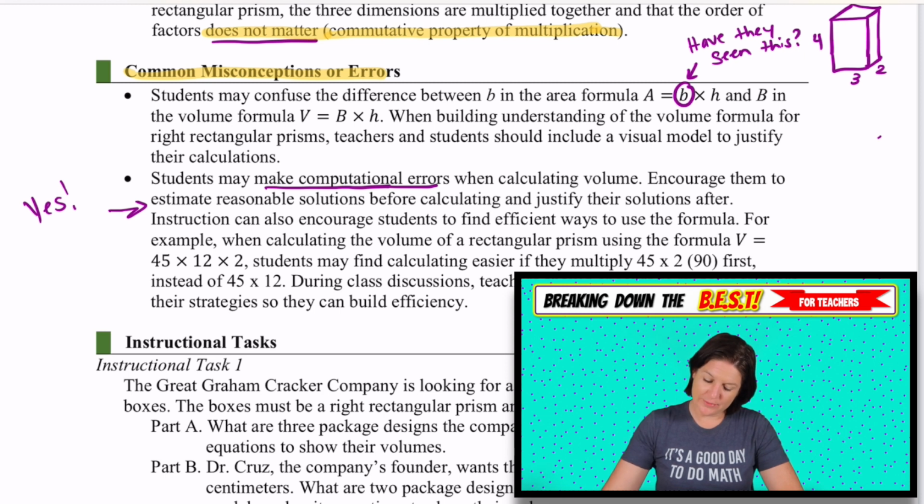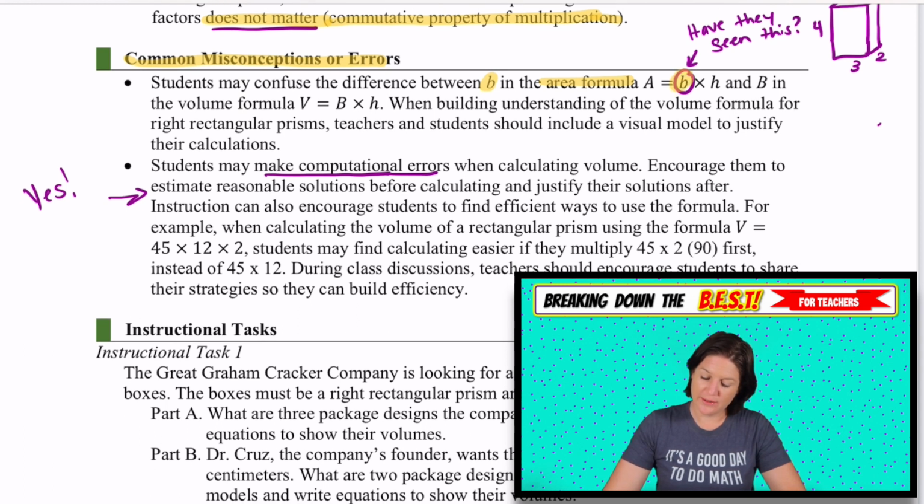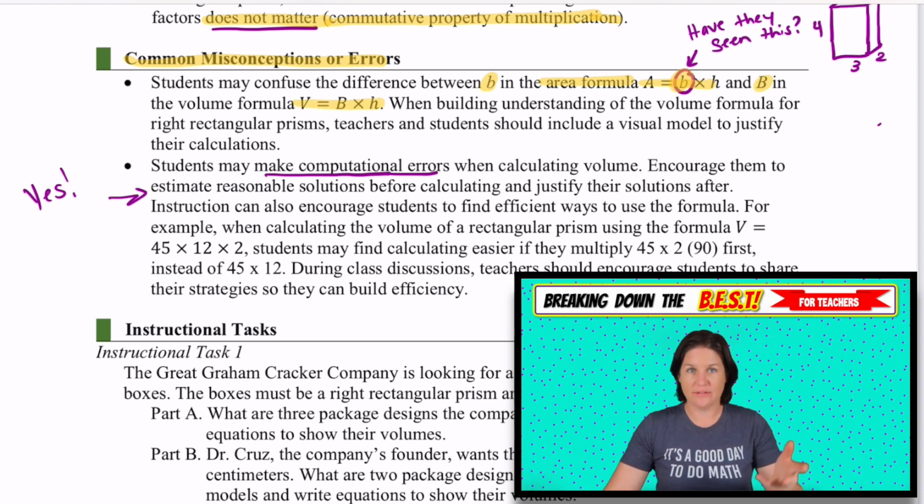It says that students may confuse the difference between the B in the area formula, like the base or the length times the height, to the B in the volume formula, which is the length times width times height, where the base is the length and the width multiplied together times the height.